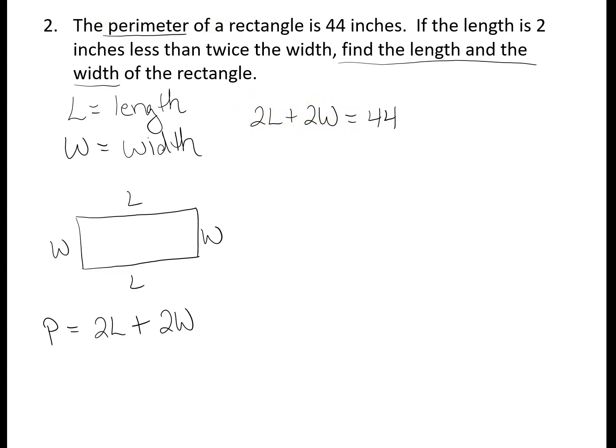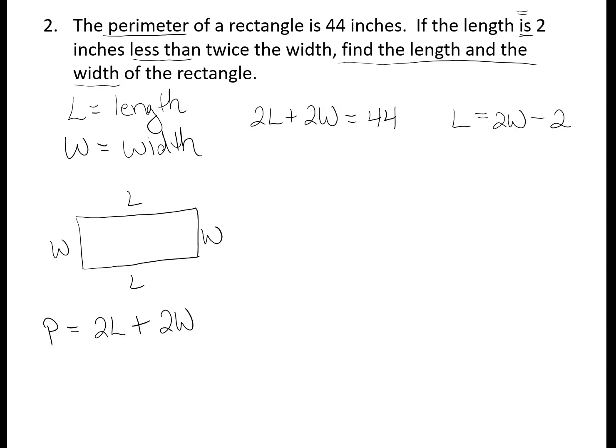And then the second sentence here, the length is, so we're going to do L for length, is means equals, so you put an equal sign, 2 less than twice the width. So we're taking 2 from twice the width. So we would put 2W, that's twice the width, and then take 2 away from that. It has to be in that order, okay? So anytime it says 2 less than, then the 2 would have to come after the minus. So those are the two equations.